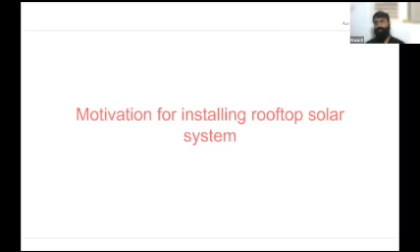Here, before moving further, we would like to pose a question to the participants on what are your motivations for installing rooftop solar. We would ask this question in the form of a poll, where we would like you to answer whether your motivations are financially based, whether they are based on some legal requirements, and or they have economical benefits that appeal to you for the installation of the rooftop solar.